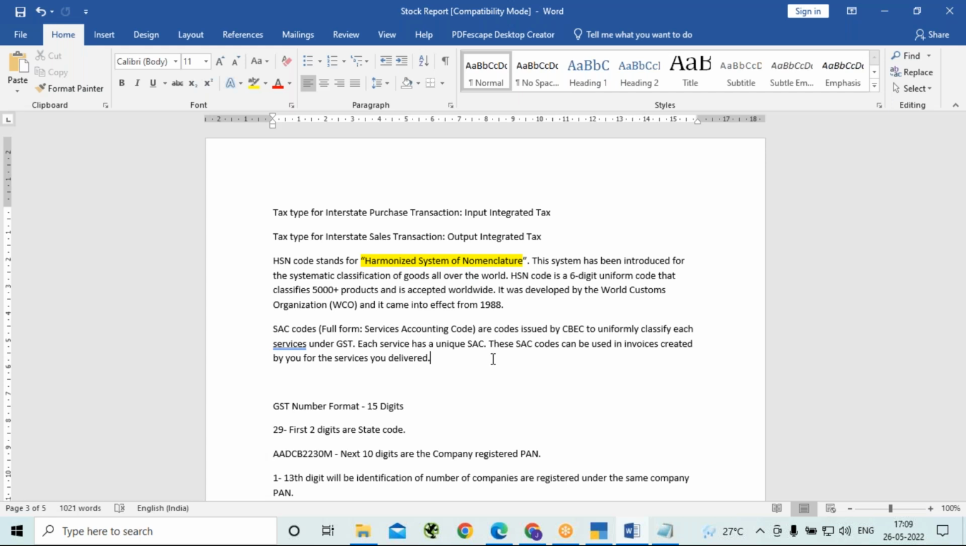So the HSN code will be either 2 digits, 4 digits, 6 digits, or 8 digits. The maximum is 8 digits that you can get for an HSN code. Whereas when it comes to services, if I want to identify what type of services we are going to do, it will be identified with a SAC number. That is the Services Accounting Code number.